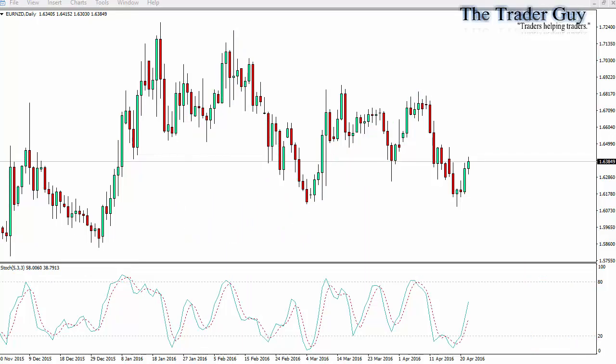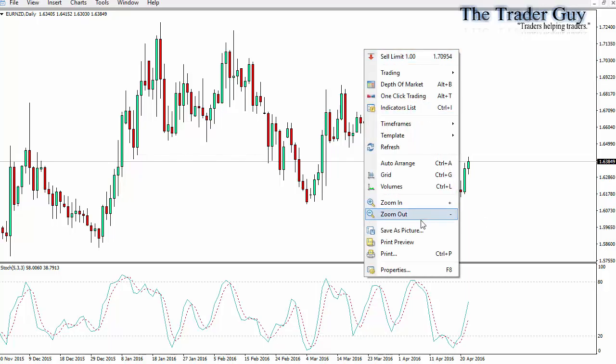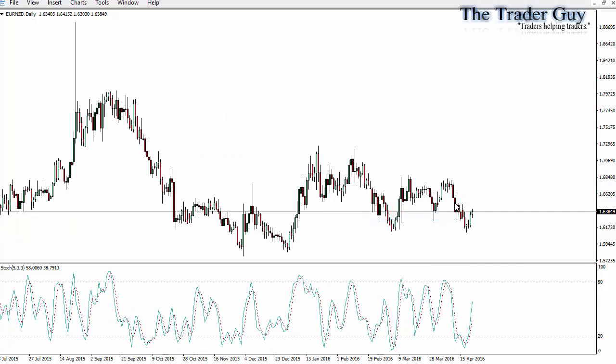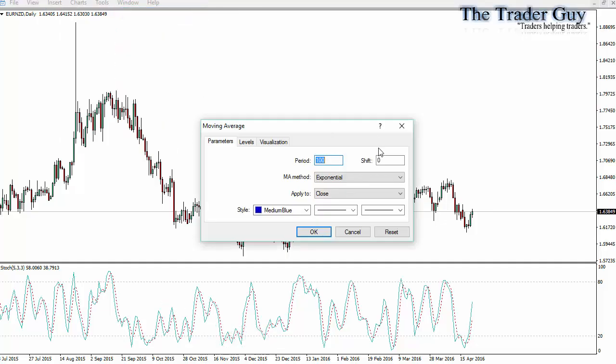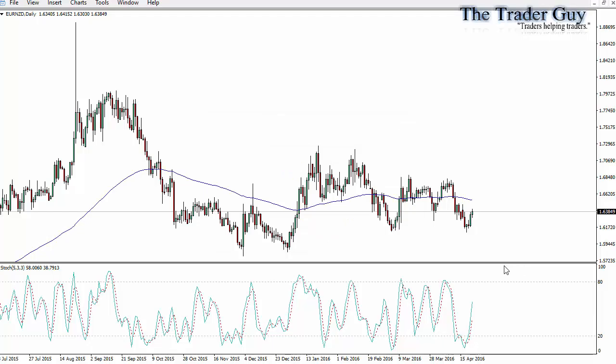Now, in a trending market, it's absolutely useless because overbought and oversold are relative terms. So if I zoom out here, you can see that when we were trending down, this indicator really wasn't doing much for us. And when I insert that same moving average, you can see that we were trending up, and therefore the indicator really wasn't much use.